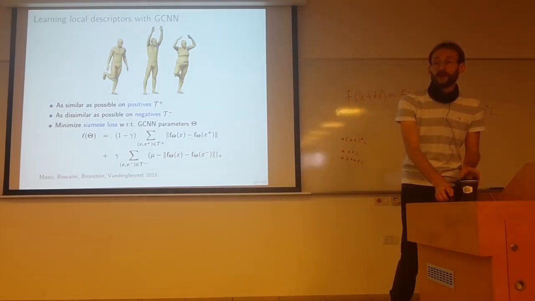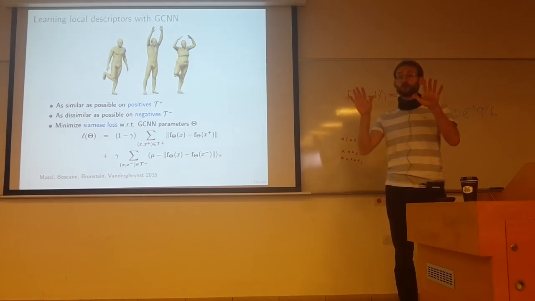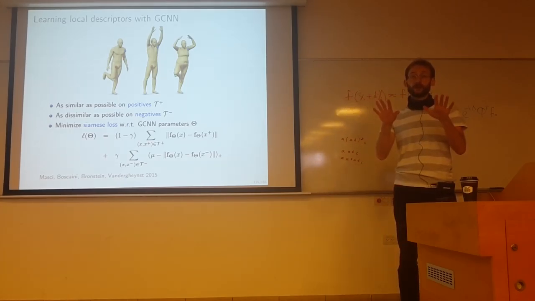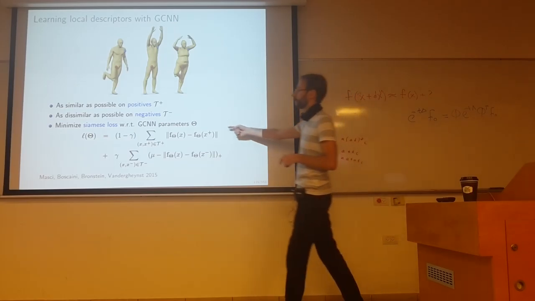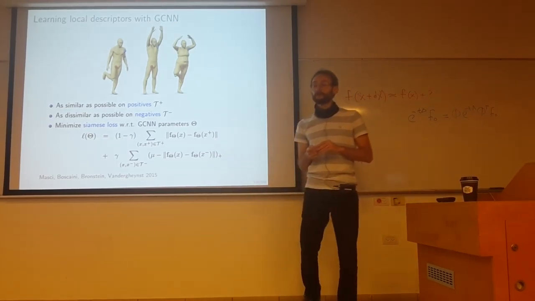So technically how it's done, basically, we have what is called the Siamese architecture, so two identical copies of the network sharing the same parameters. Basically, we feed it with a pair of inputs and we compare their outputs. The loss that is minimized is this.